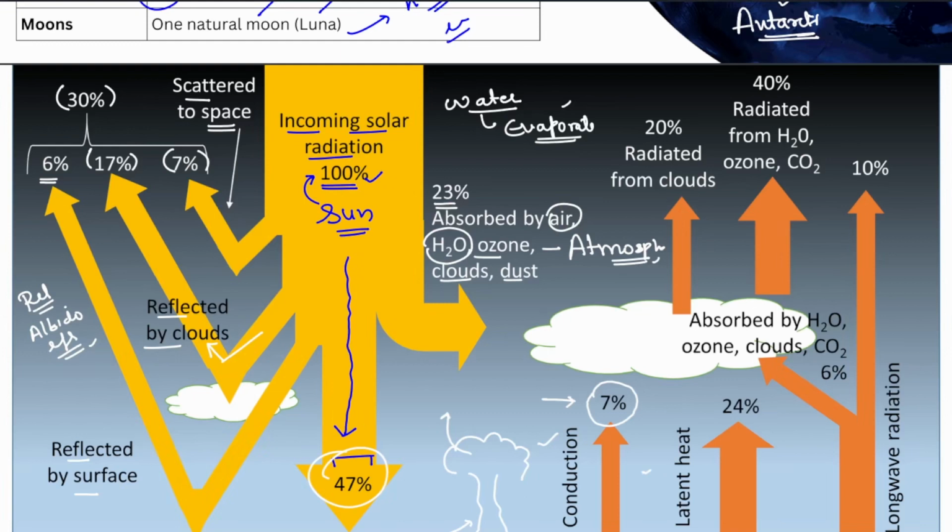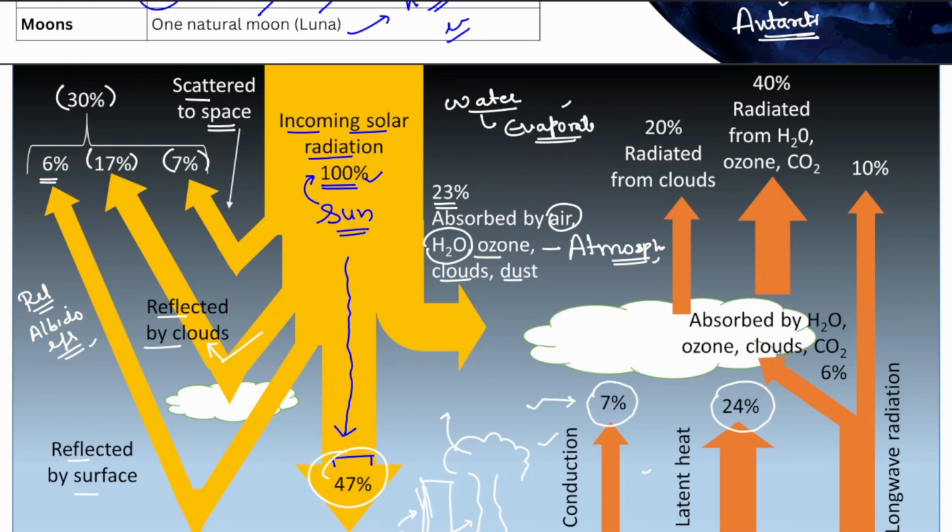Let's say there is a building also. Now, if the land is hot, the building will also get hot eventually because the heat will pass through conduction. So, 7% of such heat is passed through conduction. Second is latent heat, 24%.